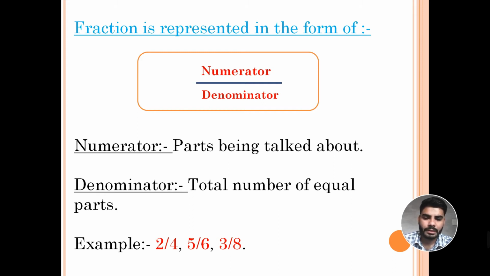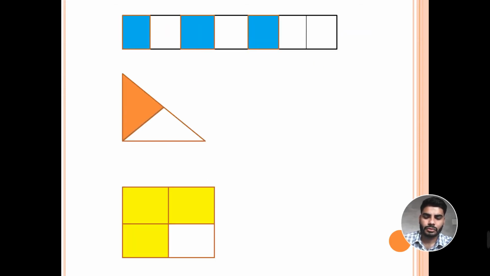For example, 2 upon 4, 5 by 6, 3 by 8. So here in the first example, 2 by 4, 2 is the numerator and 4 is the denominator. In the second example, 5 is the numerator and 6 is the denominator. And in the last, 3 is the numerator and 8 is the denominator. Now we will see how to represent a fraction in the form of numerator upon denominator with the help of some examples. Now you all can see some figures on your screen.